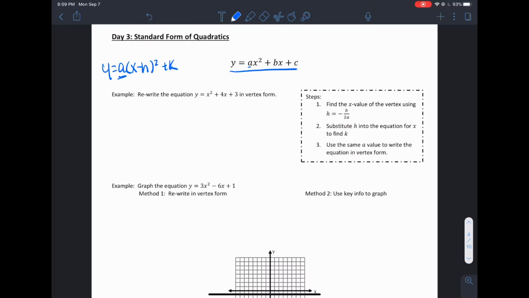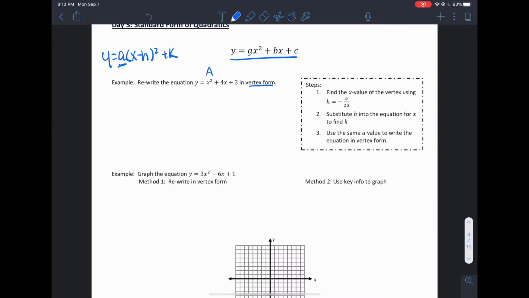A few things to note: you should pay attention to the signs of these three. That's very important, and let's try this out, all right? We want to rewrite the equation y equals x squared plus 4x plus 3 in vertex form, all right? And in order to do that, we know the a value, because right here, my a value is 1. There's that 1 in front of the x squared.